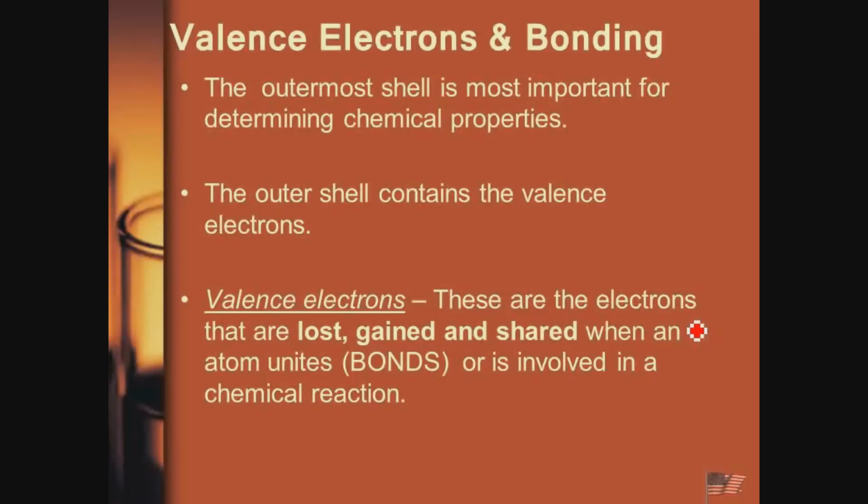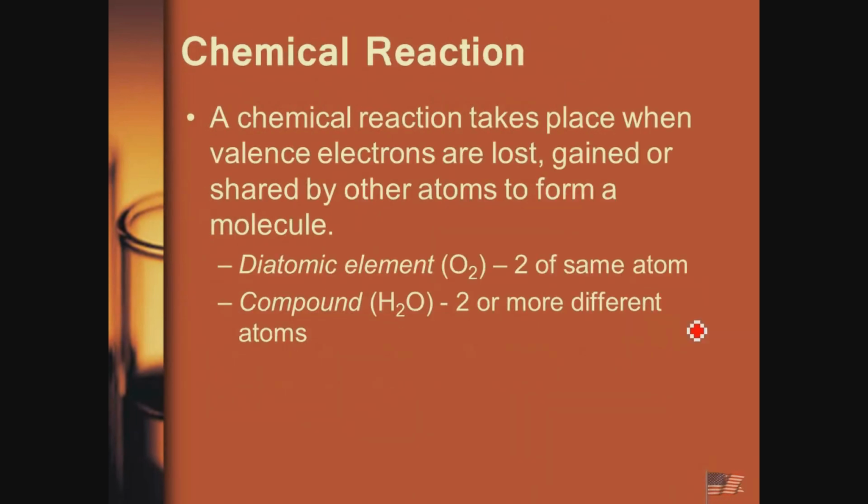Don't worry about it. Valence electrons, all I want you to know about. These electrons are the ones that are either gained, lost, or shared when we talk about the bonding of elements to form compounds. They're also the ones that are utilized for chemical reactions, and that's where we're going to focus on them.